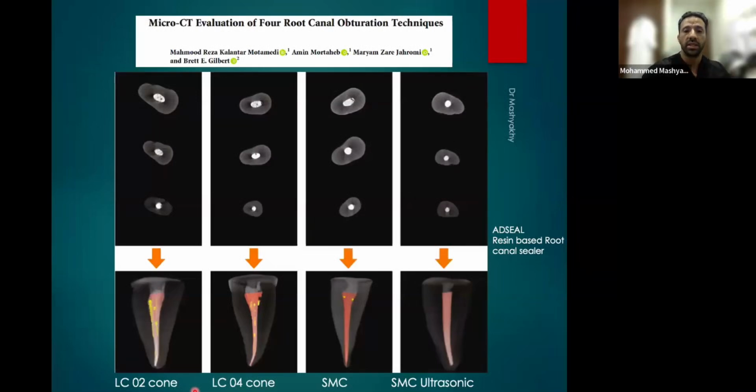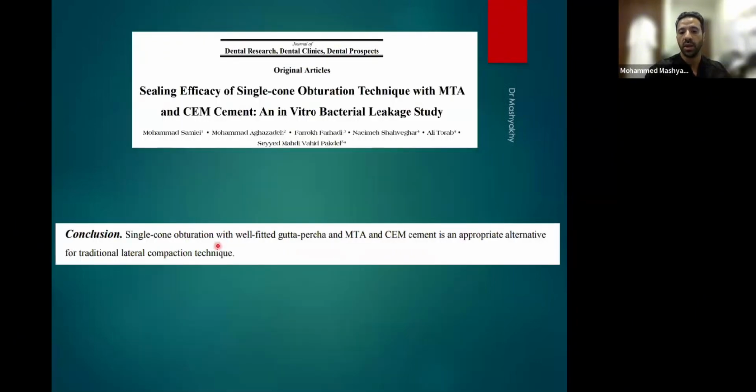And there are so many studies about root canal obturation using different systems: lateral condensation, warm vertical, single cone, with ultrasonic activation or not. There are always some voids, but they can all have a good success rate. So we need to focus. Single cone obturation, a well-fitted gutta percha with the MTA sealer or other cement, is appropriate as an alternative to traditional lateral compaction. It will help a lot. It will make your life much easier, but by selecting a good cone, okay?